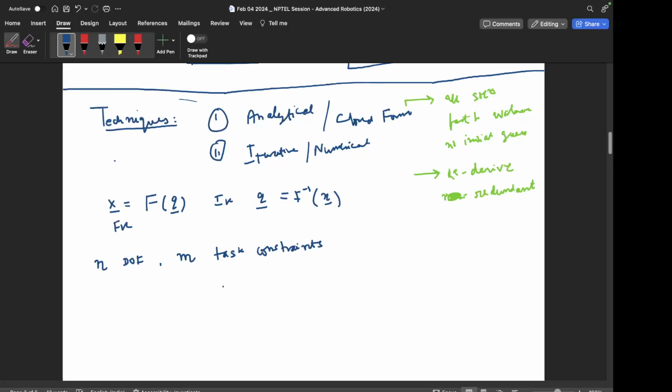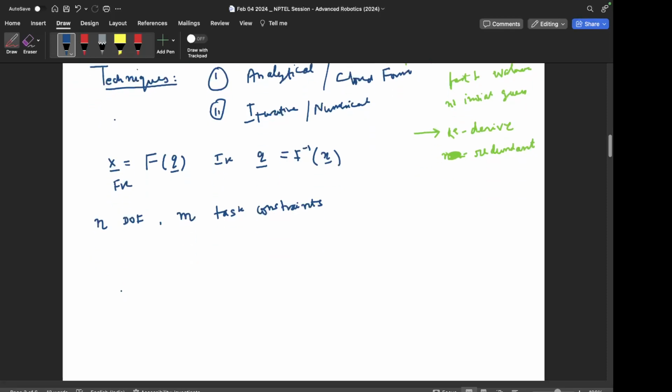The constraints, let's say for the 2-hour case, are that the x position should be some given position of the end effector, and the y should be some given position of the end effector. So that is a task constraint. These two numbers can be compared, and depending on that, just by looking at these two physical quantities, we can say what are the possible number of solutions. So if n is less than m, that is, the degrees of freedom of the manipulator is less than the task constraints, then in this case there is no solution.